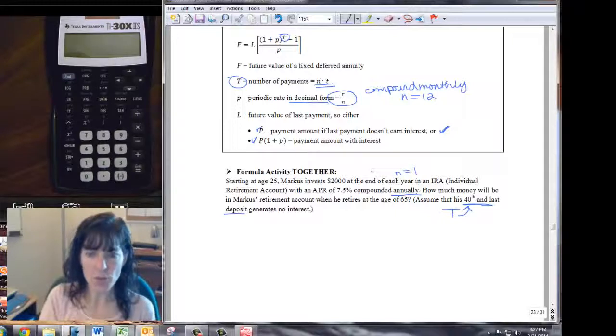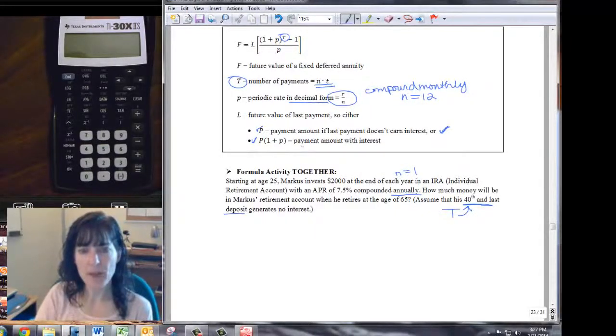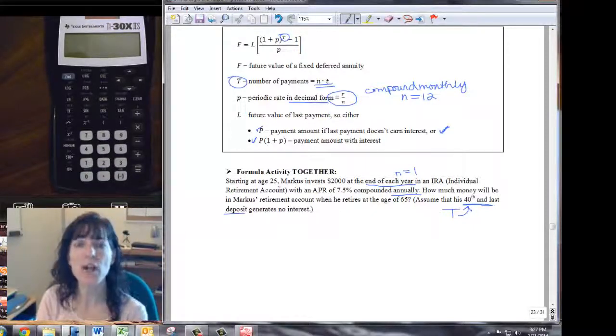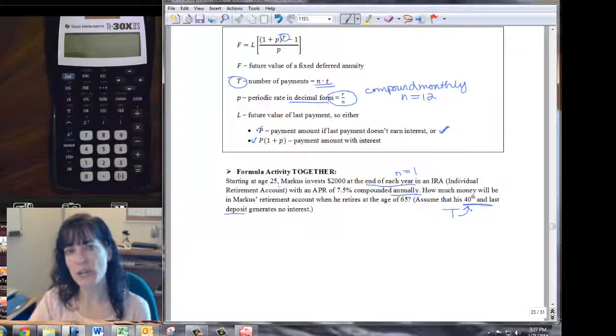Alright, so we're talking about Marcus in this problem. Starting at the age of 25, he invests $2,000 at the end of each year in an IRA, which is an individual retirement account. It's money you put away every month or year, in this case every year, to save for your retirement. And you don't get taxed on the income that you make on that, the interest you earn, until you retire and start taking the money out.